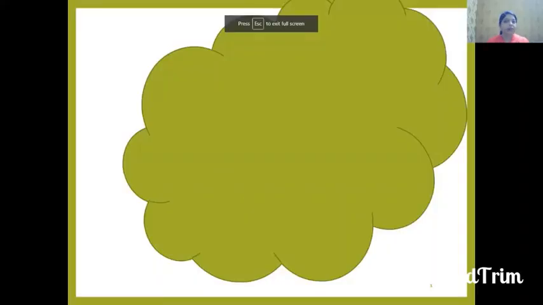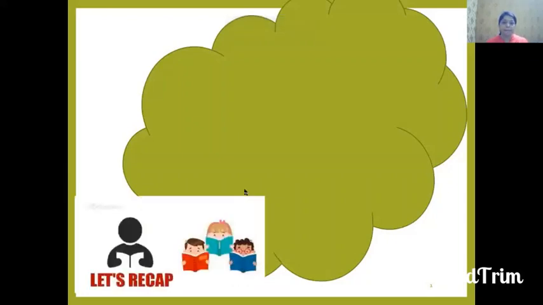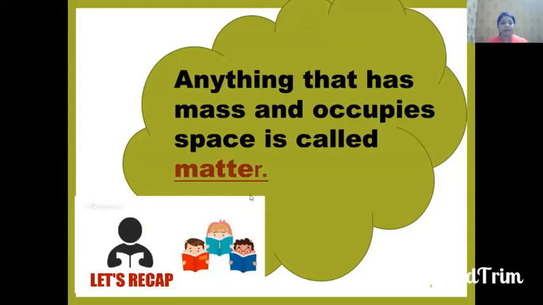Children, we will have a short recap of the previous session and then we will continue the further lesson. In the previous session, we discussed what is matter. Matter is anything that has mass and occupies space. And matter exists in how many states, children? They exist in 3 states. They are solid, liquid, and gases.